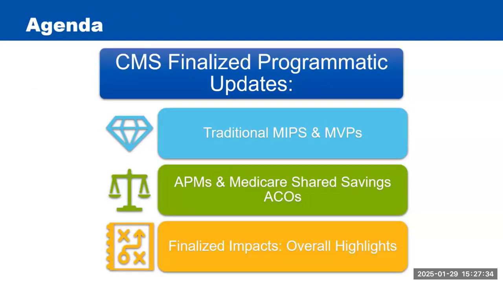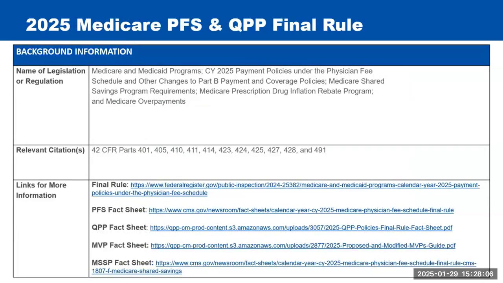Now, for our conversation today, I'm going to review some of CMS's finalized programmatic updates as part of that Physician Fee Schedule that was finalized earlier in 2024. We're going to be talking about some of those changes to traditional MIPS and MVPs, as well as advanced alternative payment models and the Medicare Shared Savings Program. And then we are also going to talk about some of the impacts and implications of this new finalized rule.